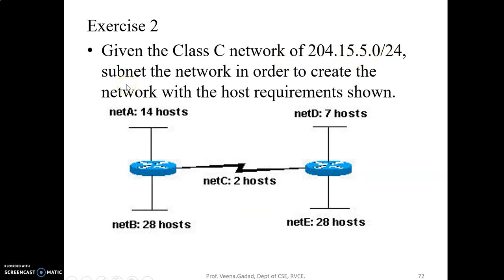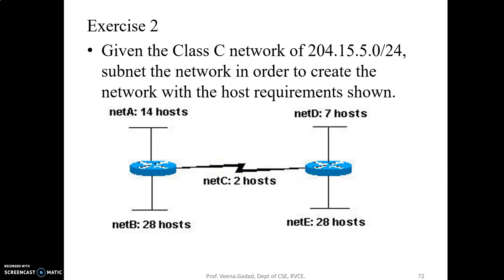One more example: given a class C network of 204.15.5.0/24, subnet the network in order to create networks with the following requirements. This is one more type of example wherein, for this particular router, we are supposed to create 3 subnetworks with 14 hosts, 28 hosts, 2 hosts. For this, we are supposed to create 7 hosts, 28 hosts and 2 hosts. As I was telling you before, the connection between the 2 routers again is a subnetwork, right?